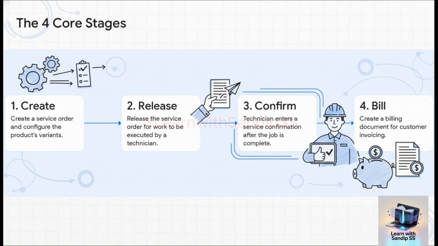First up, you create and configure. This is where your team selects the exact options the customer wants, and the system prices it all out automatically. Second, release and execute. The order gets sent to the service team, and the work gets done. Third, you confirm the service. The technician confirms the work is complete, and this is the key moment where they can add or change options if the rules allow it. And finally, you bill the customer. The system takes that final, confirmed service and generates a perfectly accurate invoice.